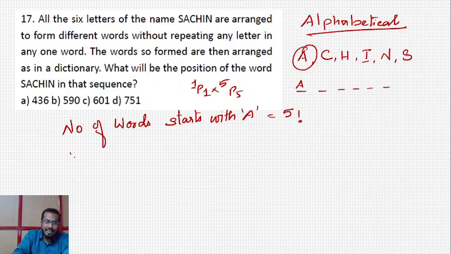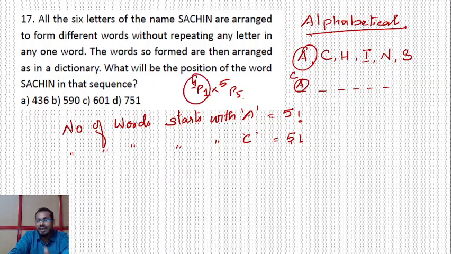So likewise, I am going to write the number of words that start with the next letter, C. So C, we had the same 5 factorial. In the place of A, I am going to write C. So the first letter is C. Okay, remaining 5 letters, 5 places. And next, again, I am going to write for H. First letter should be H. So that is 5 factorial.